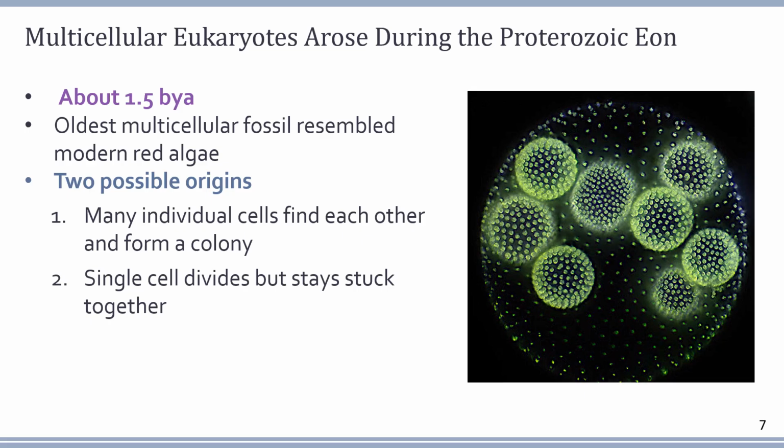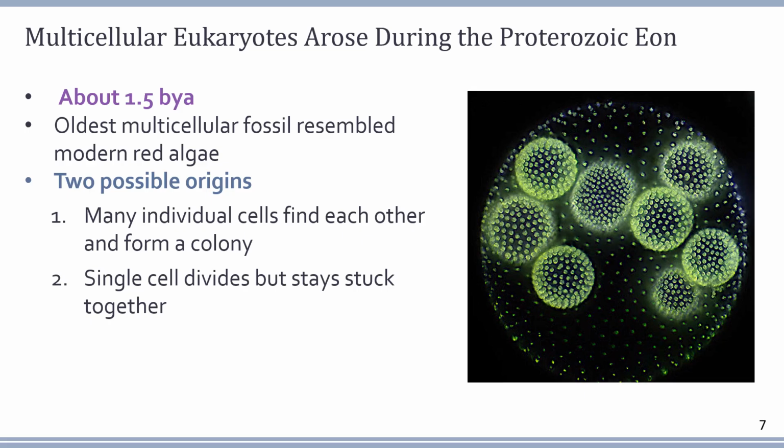But there are two possible origins for multicellularity. As we move into plants and animals, we'll see that multicellularity actually evolved a couple of times. It evolved in the line that is going to lead to animals and fungi, and then it also evolved in the line that's going to lead to plants. So it is possible that there were many individual cells that were associated with one another, and they formed a colony. And from there, that colony evolved into an interdependent group of cells that then diversified into different cell types.